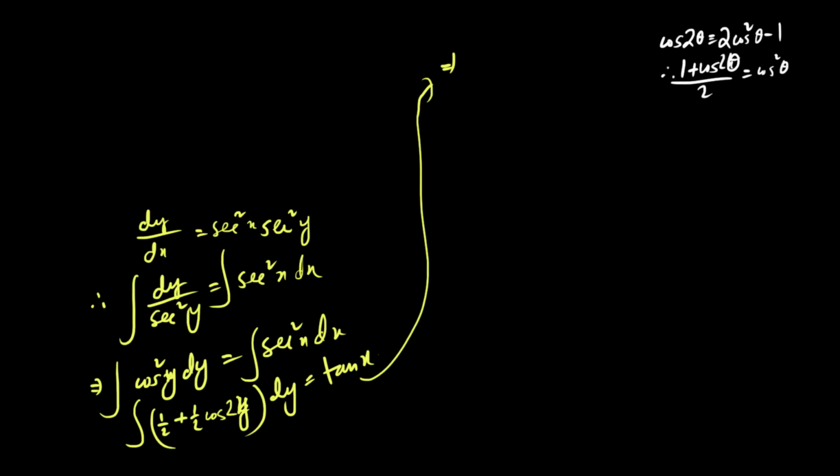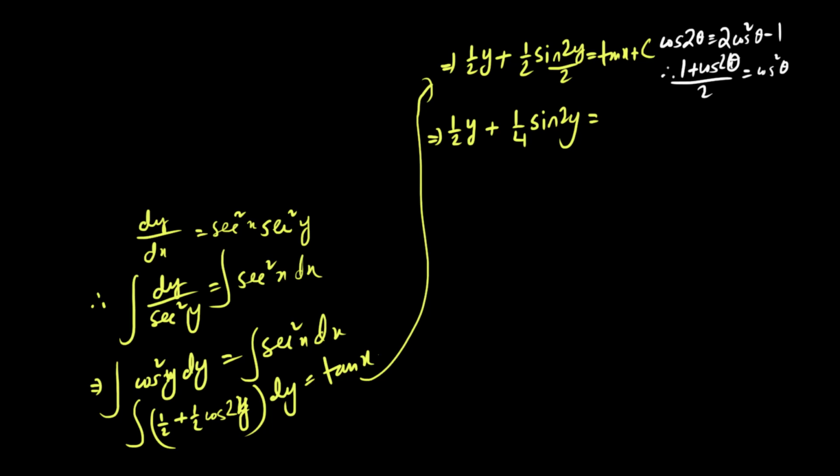So now we can do the integration. The integration of half is half y because there is dy over here, and the integration of half cos 2y is going to be half sin 2y divided by 2, so it equals tan x plus c. I'm writing plus c on the right hand side over here. So now we can write it as half y plus 1 by 4 sin 2y equals tan x plus c. Now this is known as a general solution because the plus c is unknown.